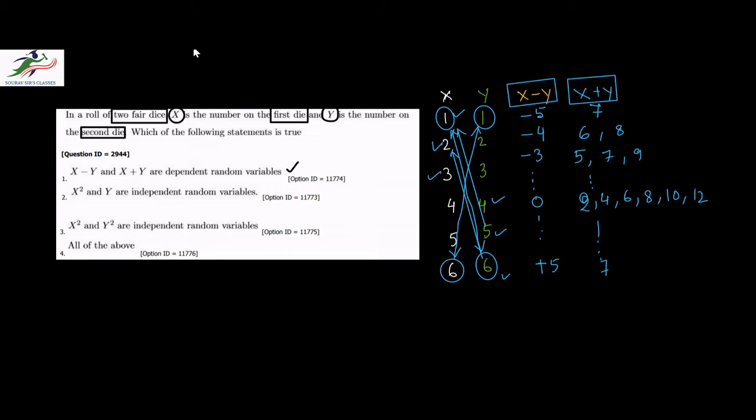So x square and y are independent. No link. Suppose when x takes the value of 1, y can take any of the 6 values. So that means 1 square and y can take anything between 1 and 6. So these are not dependent. So option 2 is also correct. By similar logic, x square and y square are independent is also true. So option 4, all the above, is the correct choice.